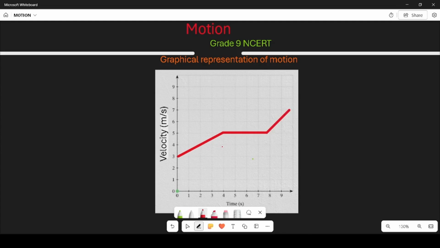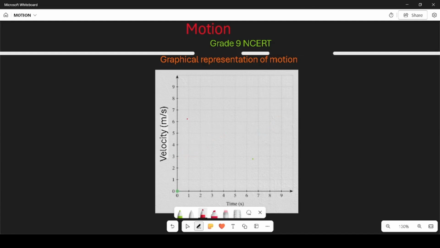This is how you can show that the object is going in a non-uniform velocity. It starts at 3 meters per second, reaches 5 meters per second, and again it goes at 5 meters per second for around 8 seconds, and then again it goes to 7 meters per second. It increases its velocity. So what would be the opposite of acceleration? Deceleration, right? So I'm going to show you an object decreasing its velocity.